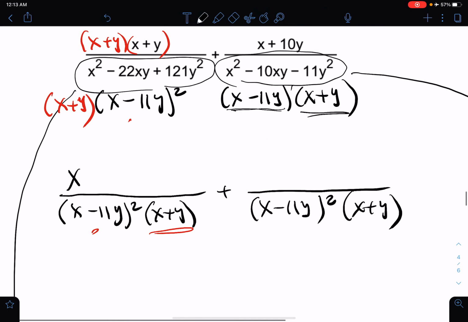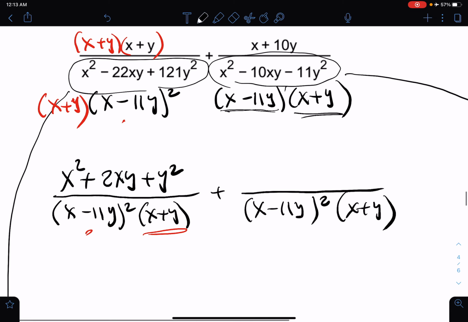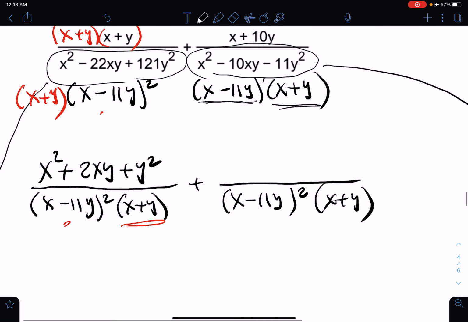It's a perfect square, by the way. x squared, the middle term is going to be 2xy, and y times y is y squared. Let's complete over here. We have our LCD.